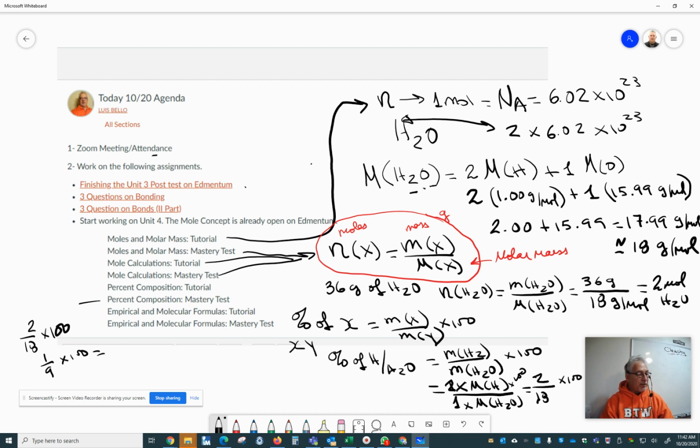So that will be 1 over 9 times 100. Let me do the calculation quickly. Dividing 1 over 9 will be equal to 0.11, 0.011 times 100. My answer will be, I have 11.11% of hydrogen in water. And that's the way you do percent composition.